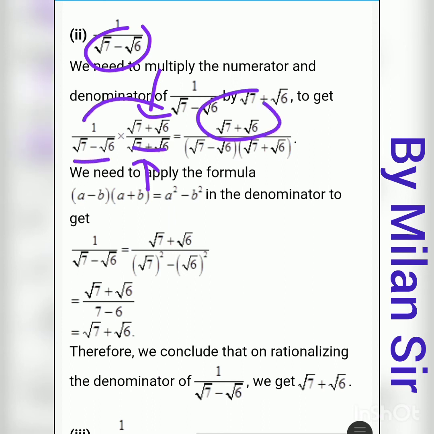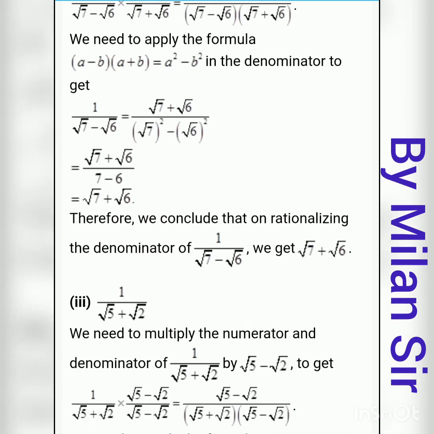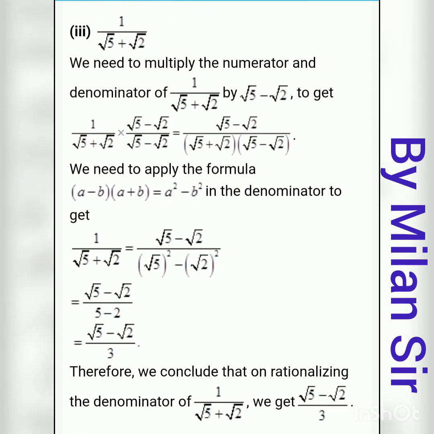x minus y, x plus y. So first term square, under root 7 square is only 7, second term under root 6 square is only 6. So our final answer is 7 minus 6, 1, under root 7 plus under root 6. Then question number 3.